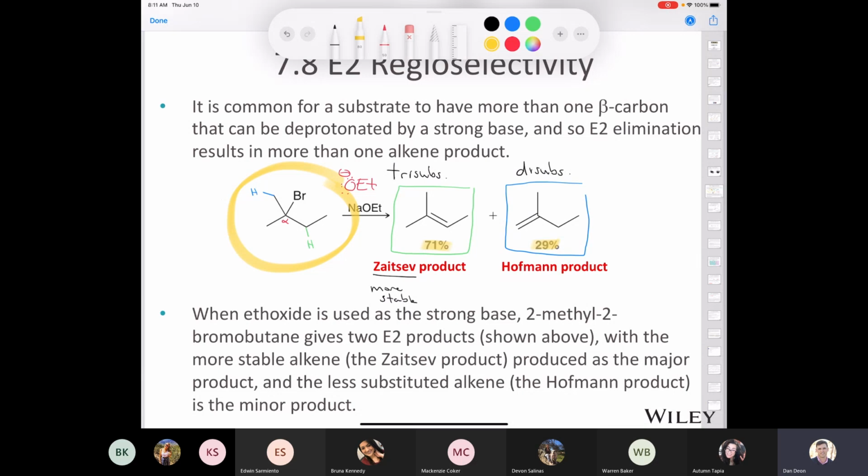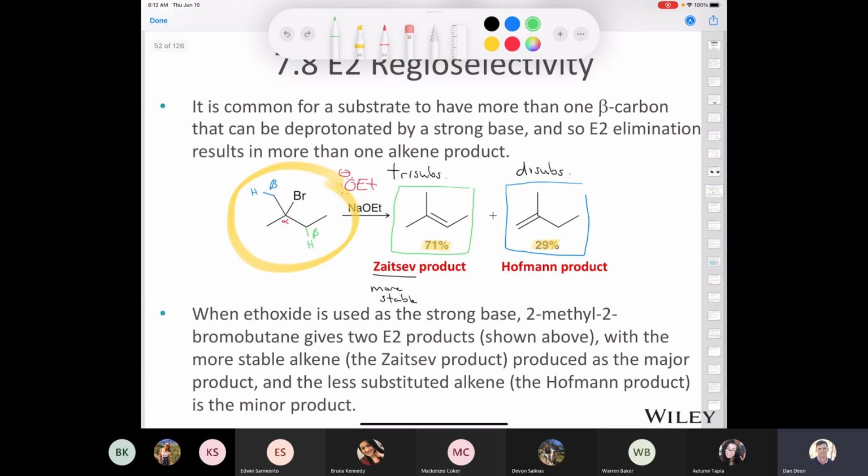You see the alpha carbon is the one that has the halogen directly attached to it. Then we have two beta carbons, right? We have the beta carbon that's in blue over here, and we have this beta carbon in green. Yes, I'm aware that there's another one here, but that's identical to the one in blue. So we have two types of beta protons. We're using a non-hindered base, ethoxide.